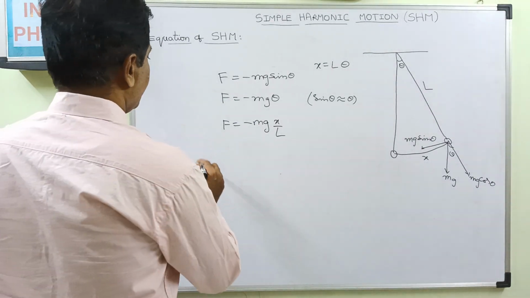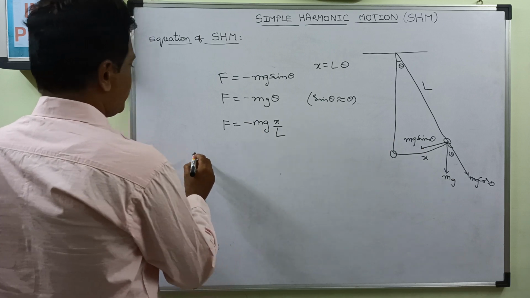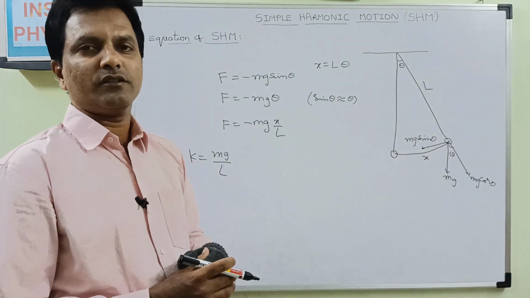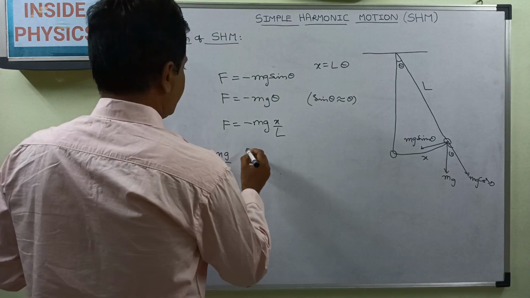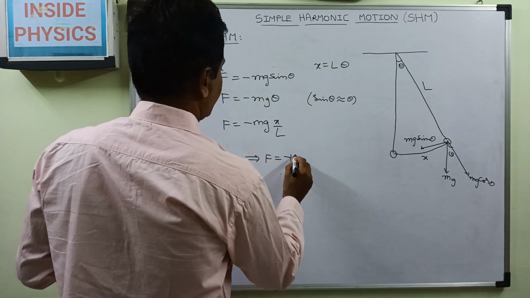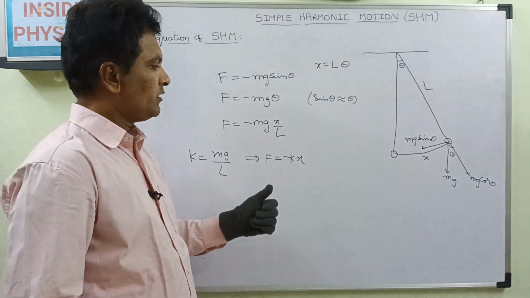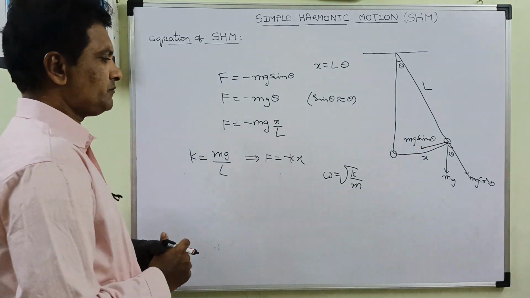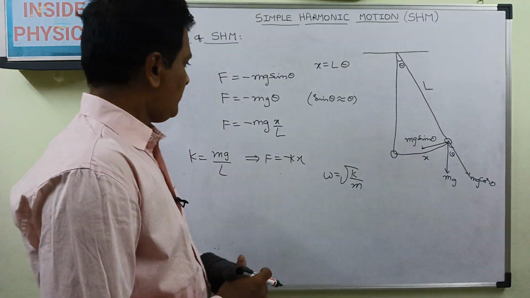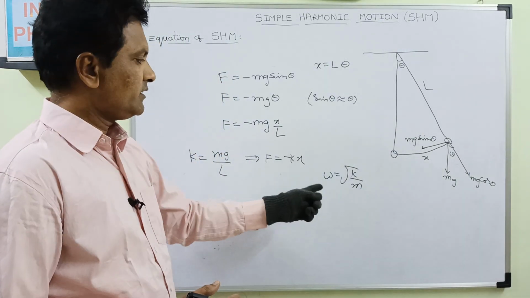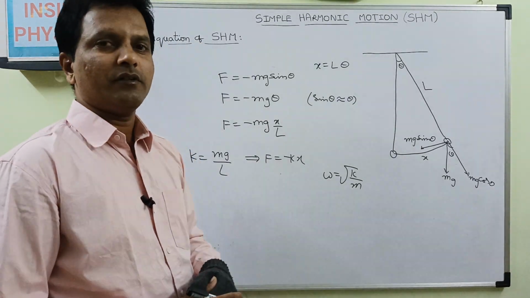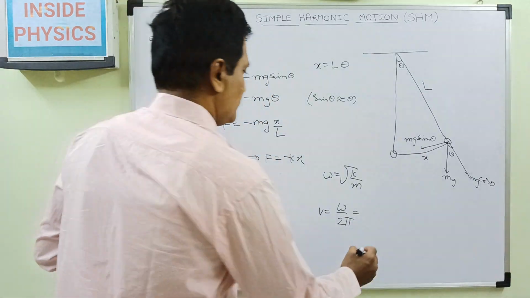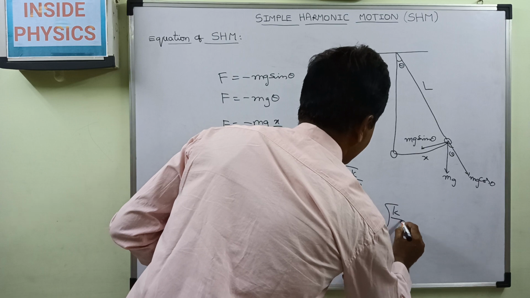So here, we know that the spring constant, the elastic constant, is equal to mg by L, right? The spring constant, which is the elastic constant, is equal to mg by L. So in this way we can write this equation as F is equal to minus kx. Okay. So we know that the angular frequency is equal to root of k by m. So the frequency of rotation with this angular frequency can be written as omega by 2 pi. Okay, so this is 1 by 2 pi into root of k by m.